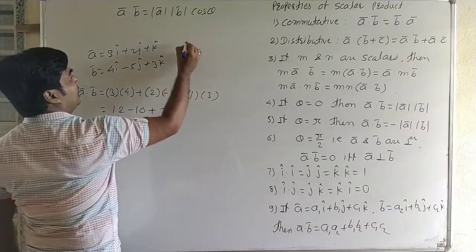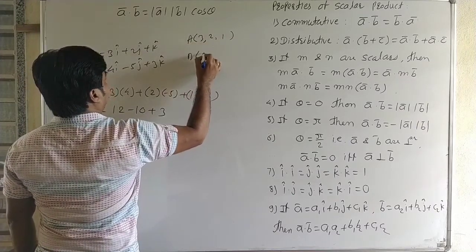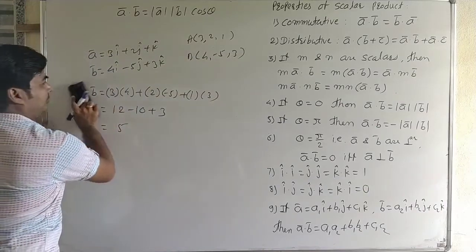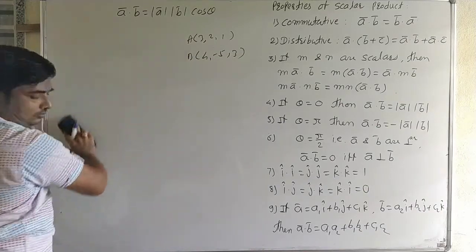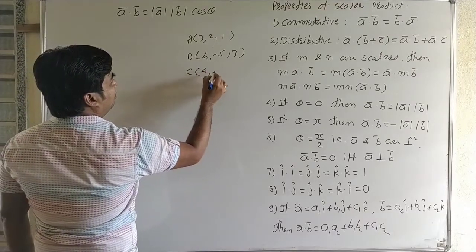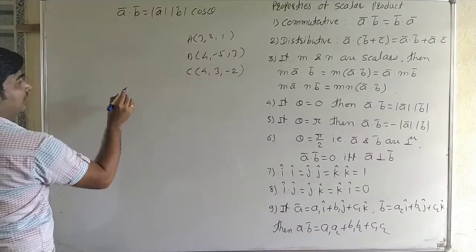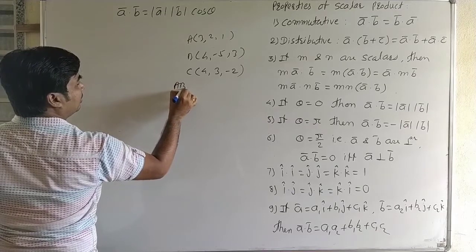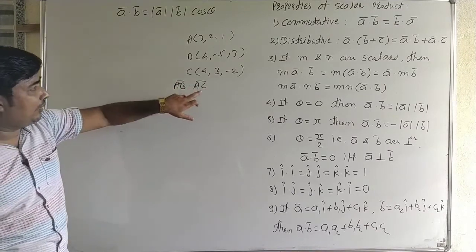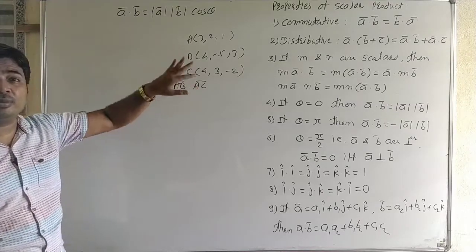Suppose point A is 3, 2, 1, point B is 4, -5, 3 and suppose C is 4, 3, -2. Then find the dot product of vector AB and AC. So we first find vector AB and vector AC. Vector AB is B bar minus A bar. Vector AC is C bar minus A bar.